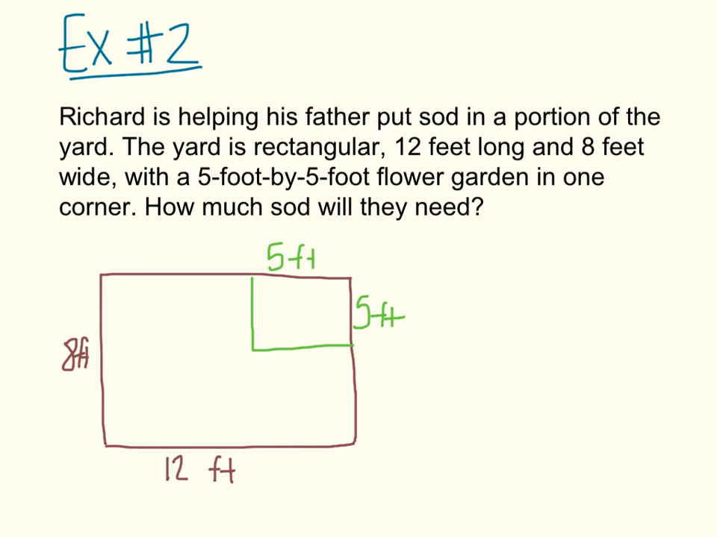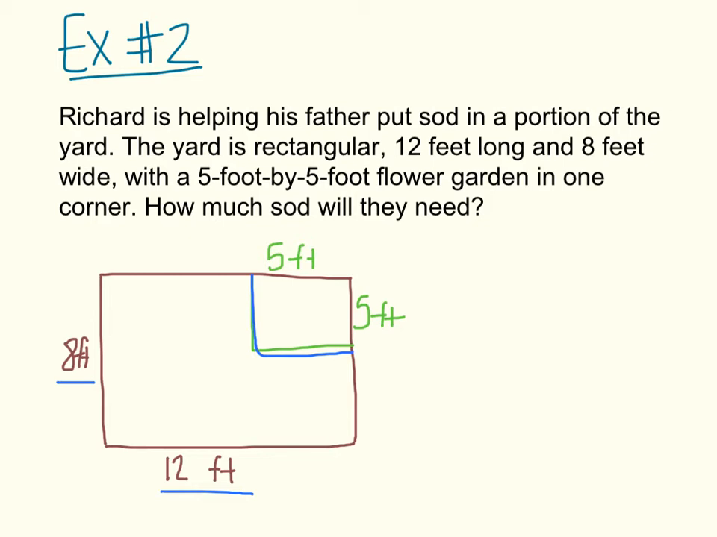Example 2. Richard is helping his father put sod in a portion of the yard. The yard is rectangular, 12 feet long and 8 feet wide, with a 5-foot by 5-foot flower garden in one corner. How much sod will they need? So I've already drawn it out for you. It's 12 feet long, 8 feet wide, and here is the little garden that they have. They want to know how much sod they're going to need just for the yard. They don't need to put it in the garden.